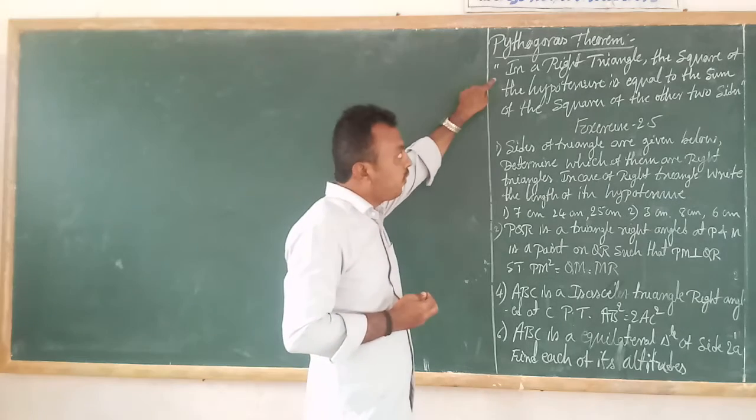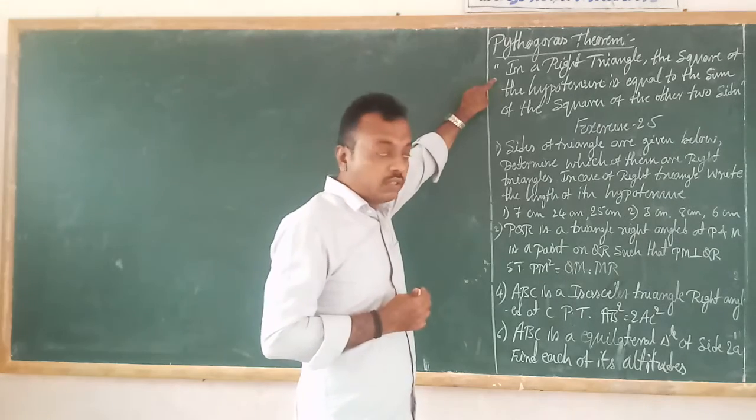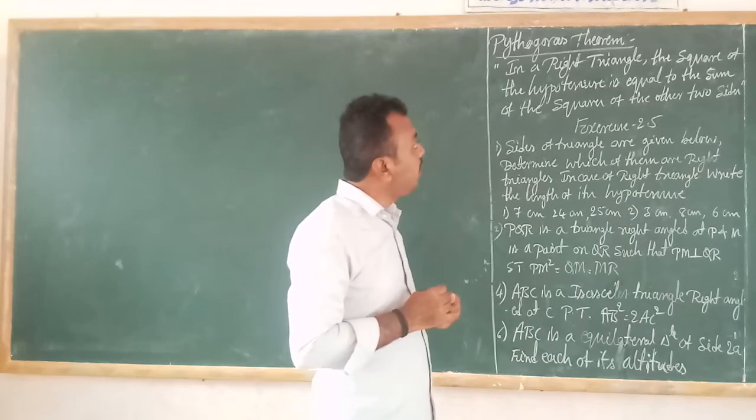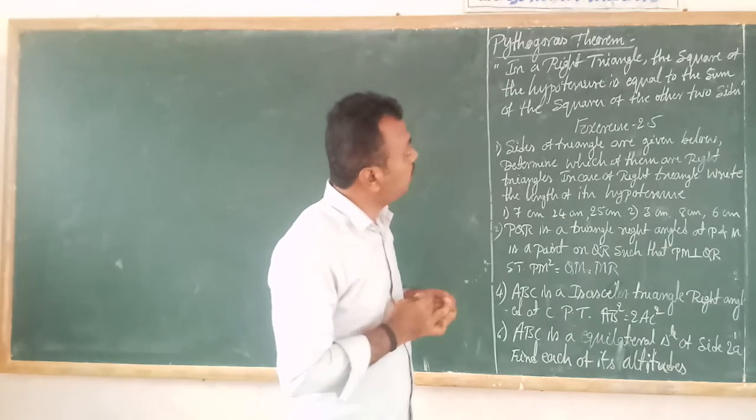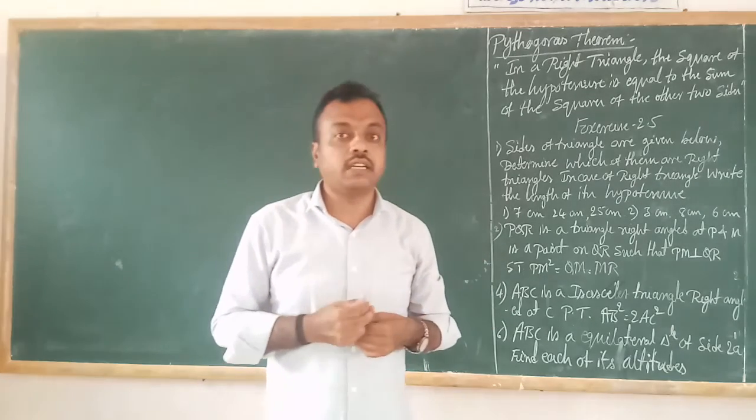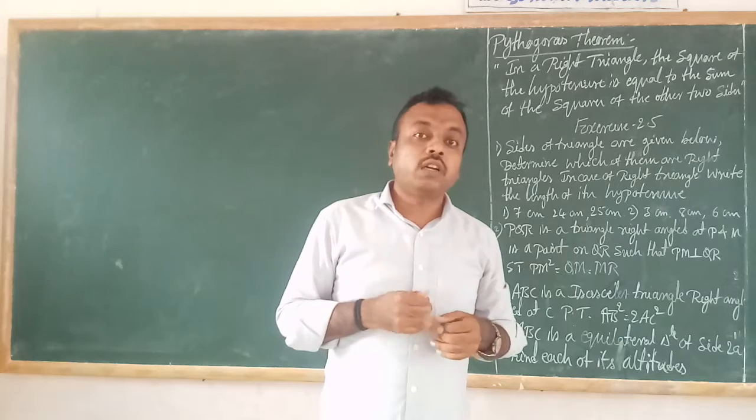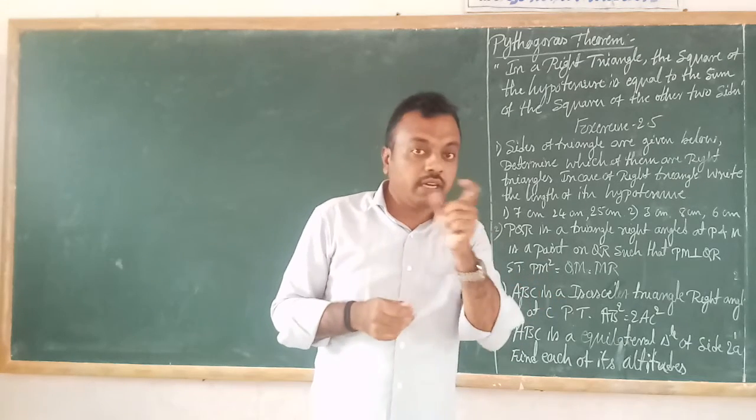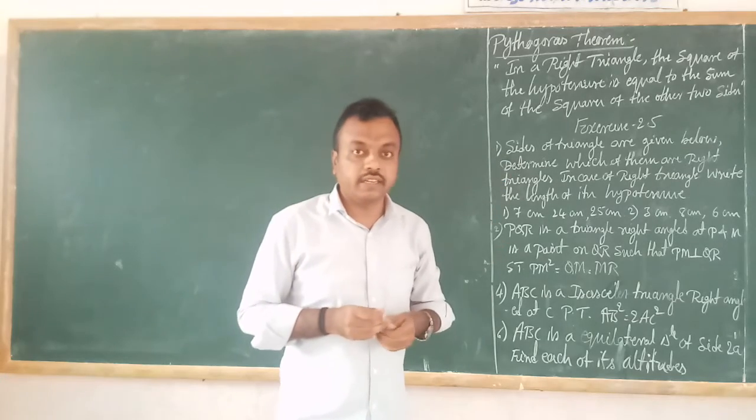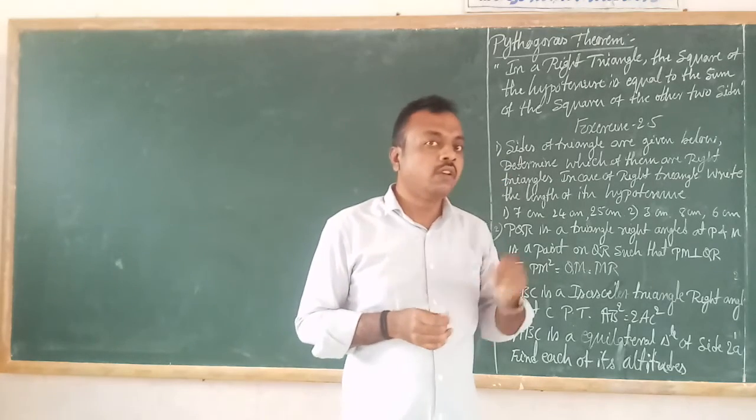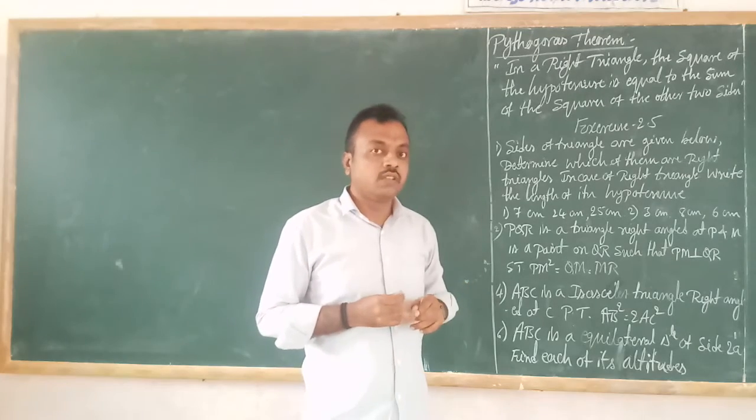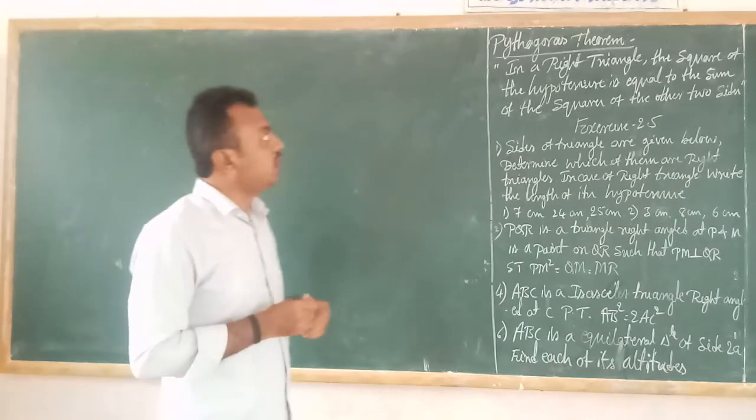Let us prove the Pythagoras theorem. In a right triangle, the square of the hypotenuse is equal to the sum of the squares of the other two sides. In the 7th and 8th standard, we learned the Pythagoras theorem statement and related equations. But this year, we have to discuss the proof of the Pythagoras theorem.